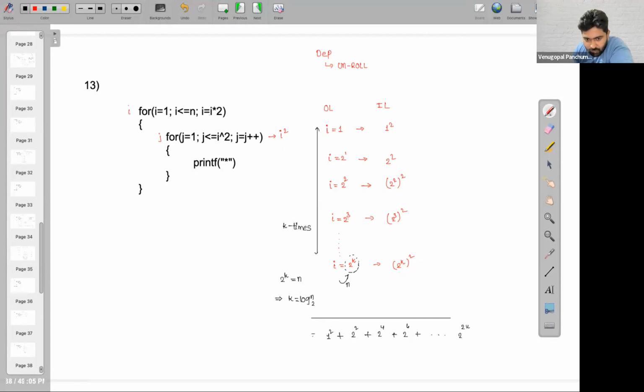Now I want to find out what this value is. Can you help me? Are you finding any series? Is it in AP or is it in GP or something like that? What are you finding out here? 2 square, 2 power 4, 2 power 6, and so on. Don't you think this is GP, friends? This is nothing but an increasing GP.